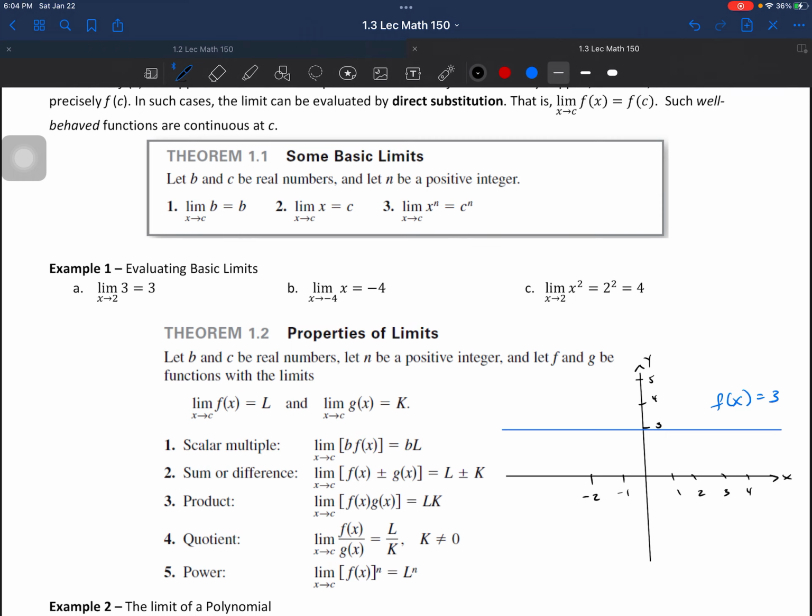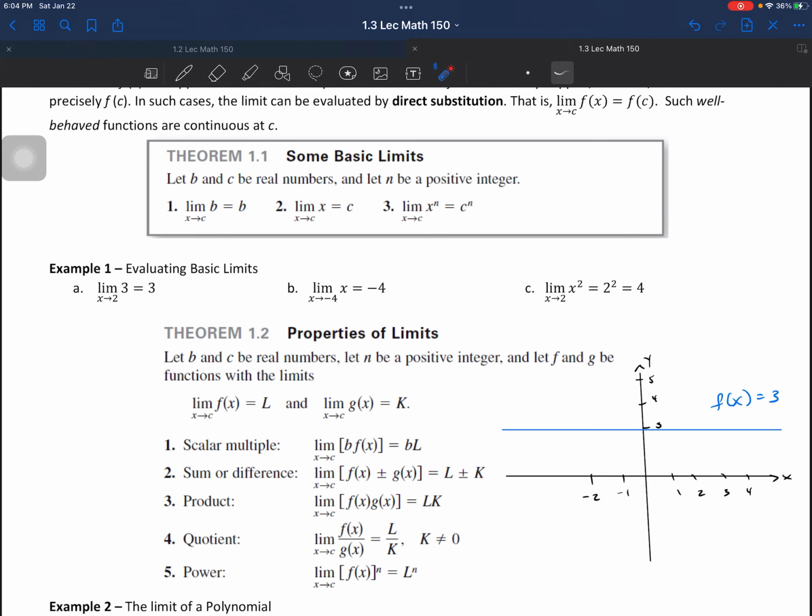So it makes sense that as x approaches 2, the value is 3, because the value of the function does not change. It's always 3, no matter what the value of x is. In other words, if you're looking for the limit of a constant, it won't depend on this value anymore. It's always going to be 3. That's what this is saying.